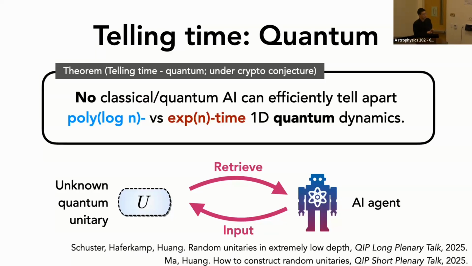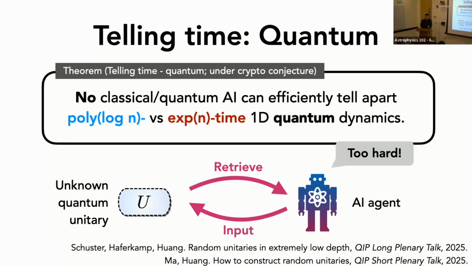somehow by changing classical dynamics to quantum, suddenly it becomes extremely hard. We can prove that no classical or quantum AI agent can efficiently tell apart a short time 1D dynamics from an exponential time 1D quantum dynamics. As a result, this is too hard for both classical and quantum, and hence again, there's no quantum advantage in this. This is quite a surprising result that we found in the past year. And there are two papers that need to be combined in order to establish this.